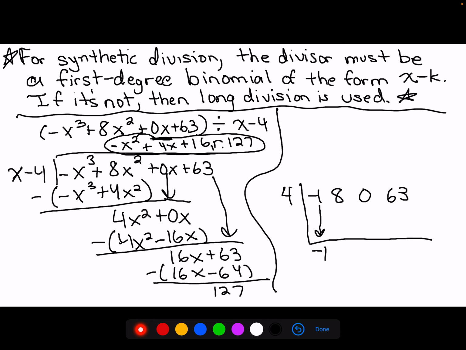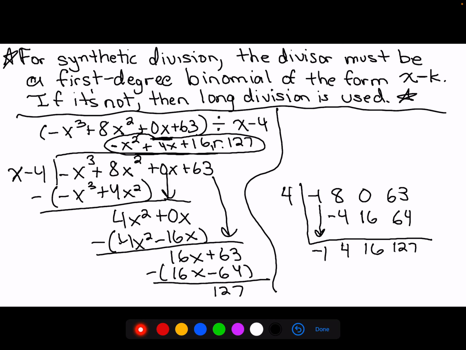Then do your 4 times negative 1, which gives you negative 4. Add 8 and negative 4, you get 4. Do 4 times 4, you get 16. Add 0 and 16, you get 16. 4 times 16, 64. Add 63 and 64, you get 127.